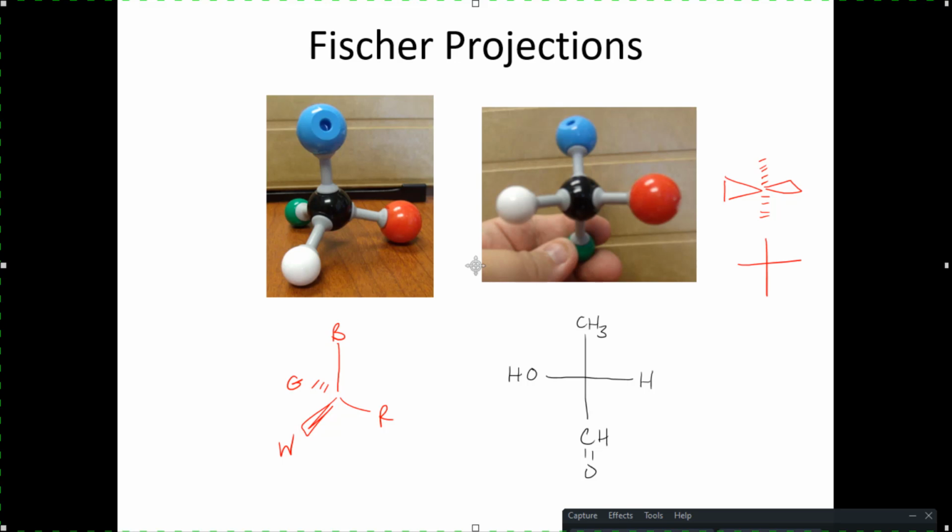And it's understood that the horizontal positions are bold and the vertical positions are dashed. And if you forget that, it's the bow tie model. So that's what a Fisher projection looks like.